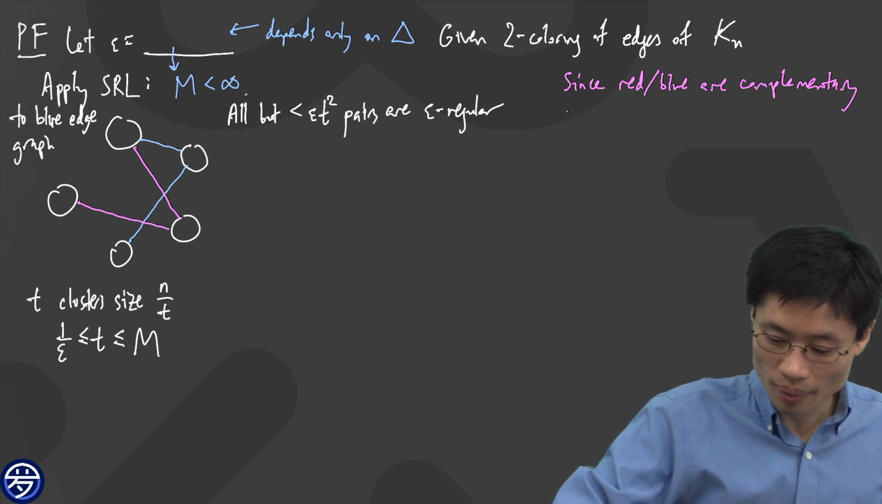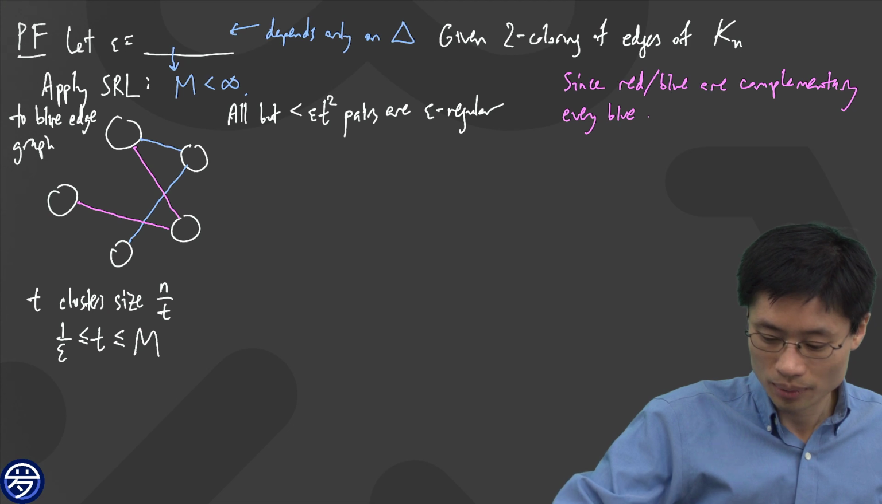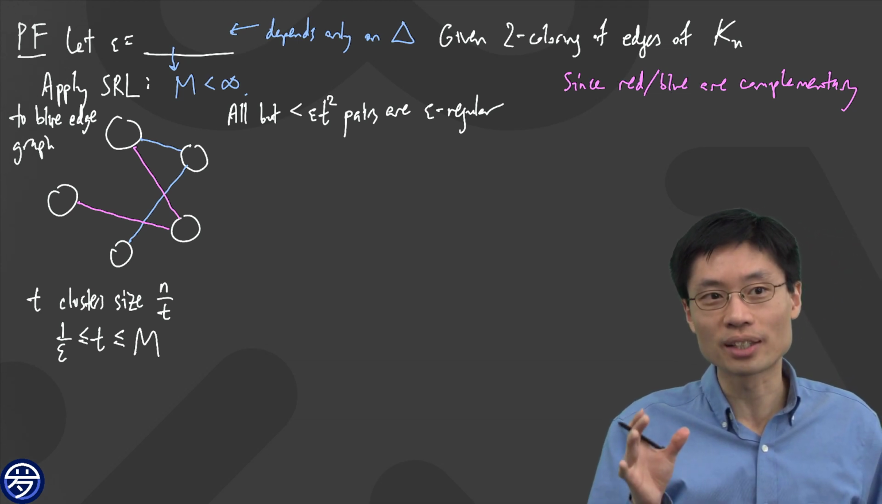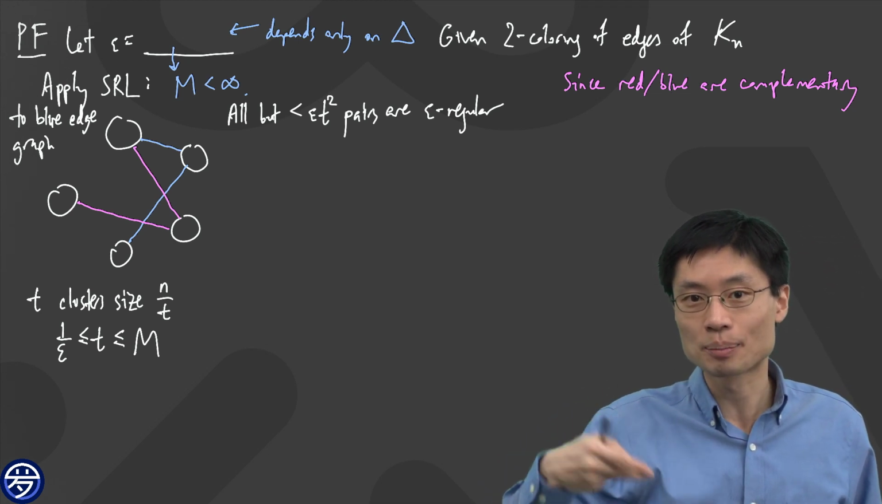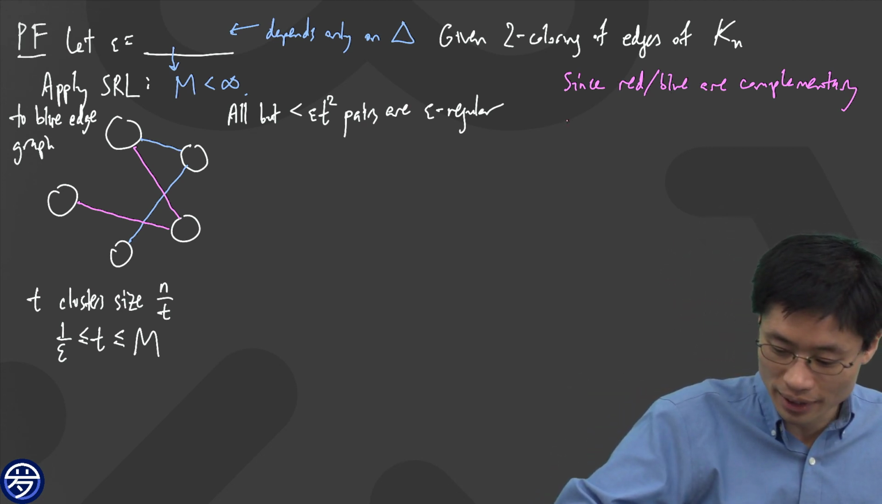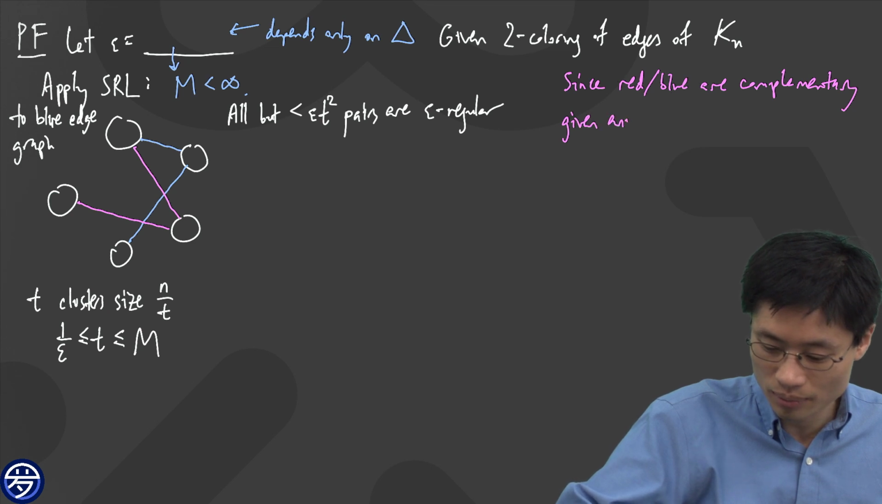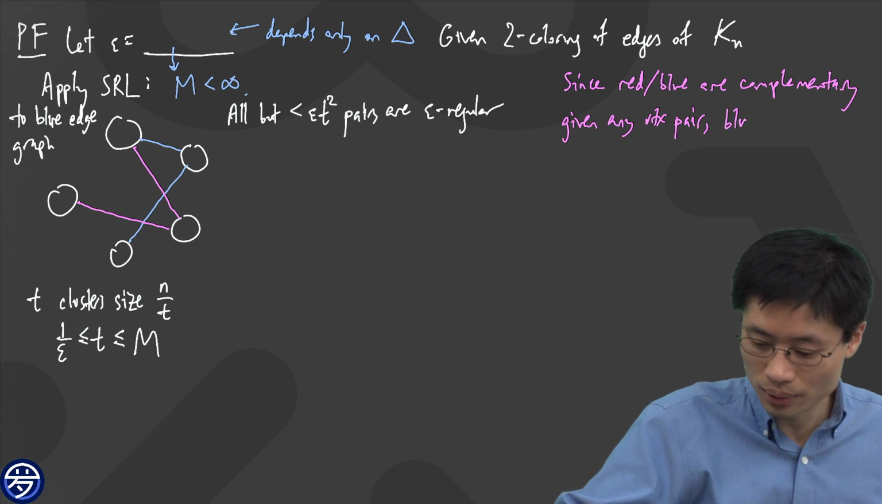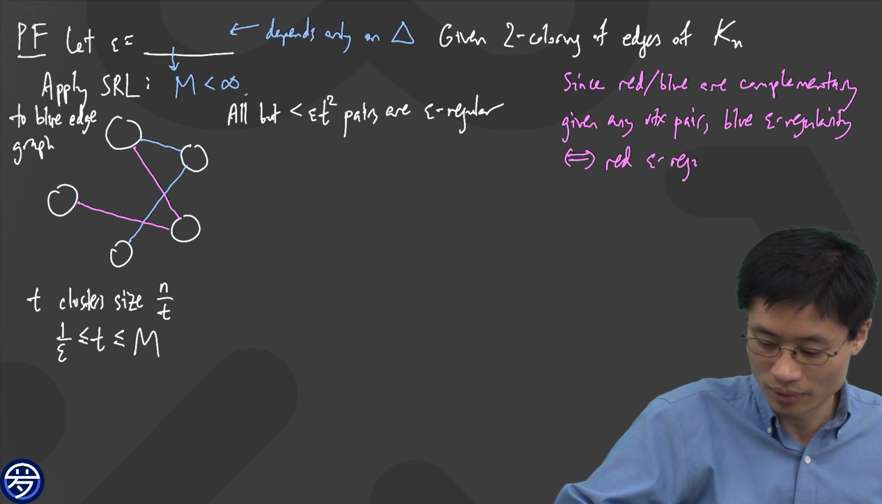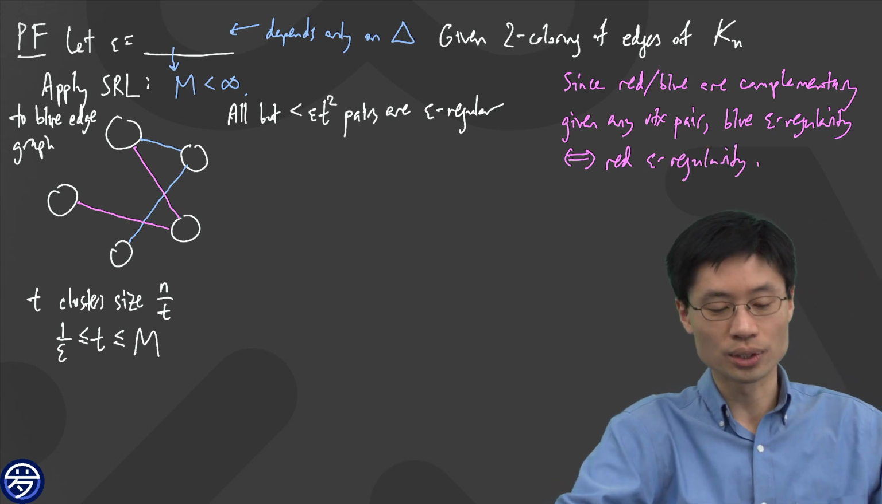Since this is true, I want to say epsilon regularity for blue edges implies epsilon regularity for red edges also. Since these are complementary, given any vertex pair, blue epsilon regularity is true if and only if I have red epsilon regularity. This is a crucial item.